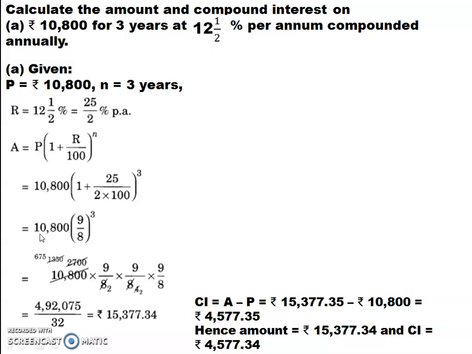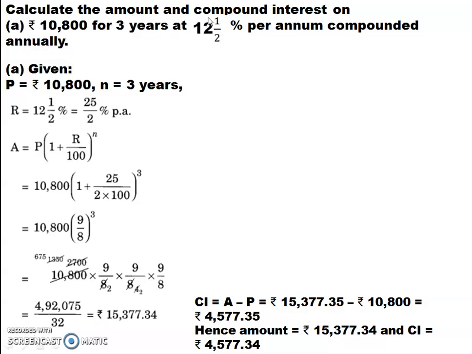So 10,800 into 9 by 8, the whole raised to 3. Now how will you calculate? 10,800 into 9 by 8 into 9 by 8 into 9 by 8. You will have the calculations here. Rupees 15,377.34. This is the final amount that you are going to deposit after 3 years.